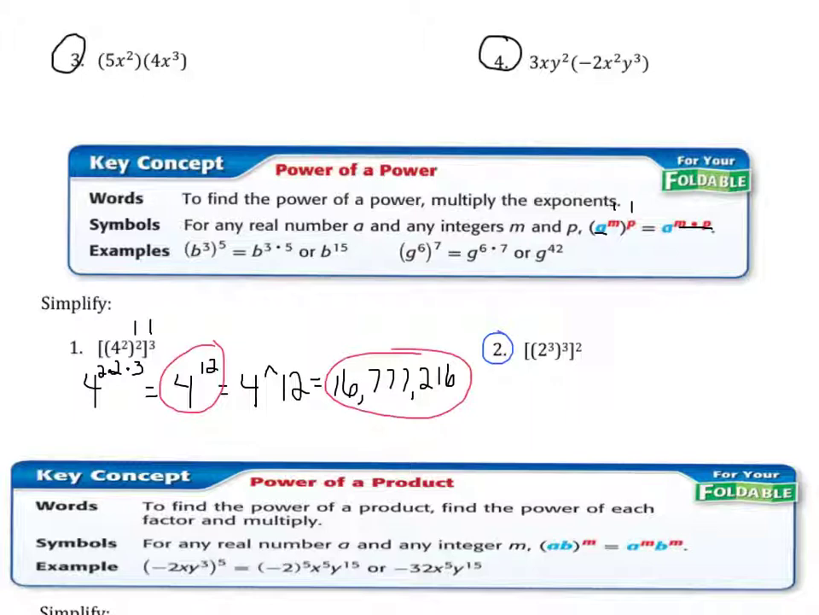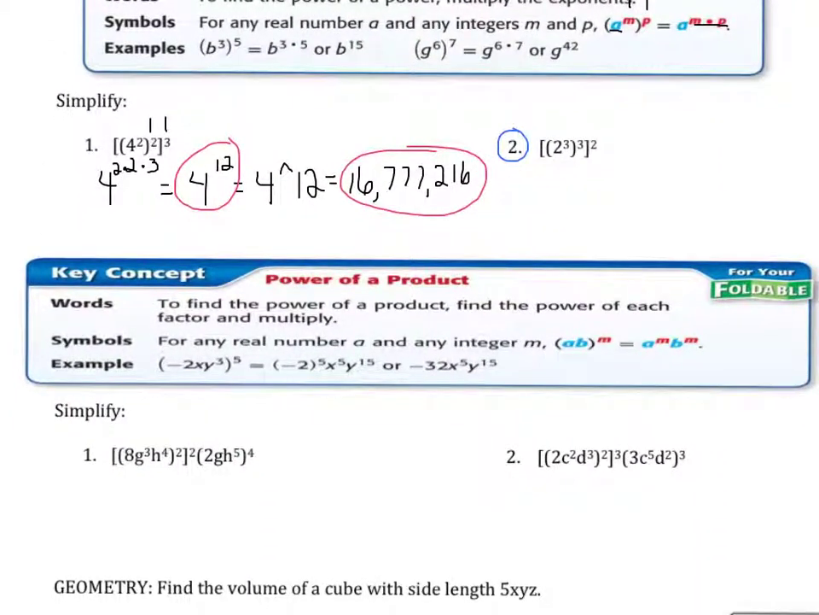Okay, let's take a look at when we have the power of a product. If you look at our example here, we have a times b, which is a product, and that is raised to the power of m. What happens here is we put the m on the a, and we put the m on the b as well, and we end up with a to the m times b to the m. Pretty simple, right?